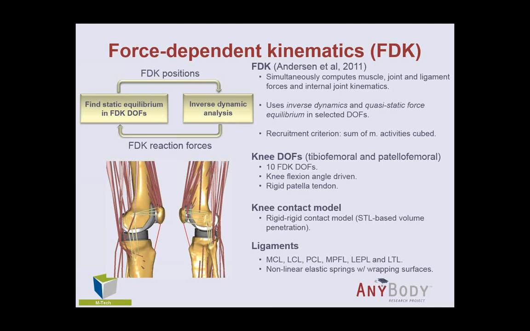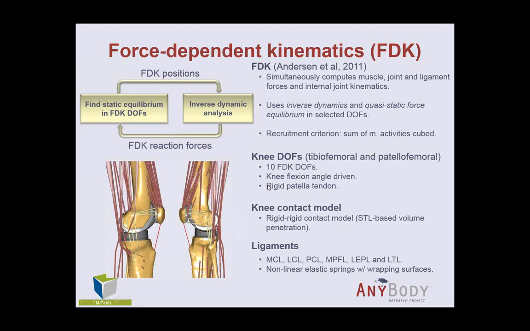And for muscle recruitment, we used a quite commonly used one, the sum of muscle activities cubed within the inverse dynamics. For the degrees of freedom of the patellofemoral joint and the tibiofemoral joint, we drove the flexion angle. The flexion angle that we had from the dynamic trial from the marker tracking, we used as input.